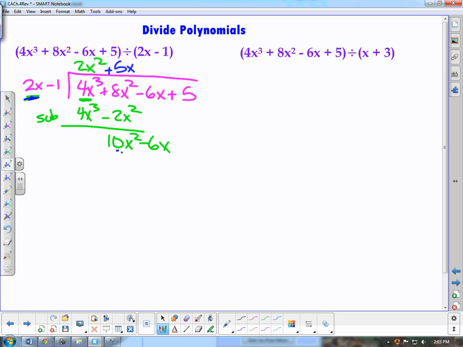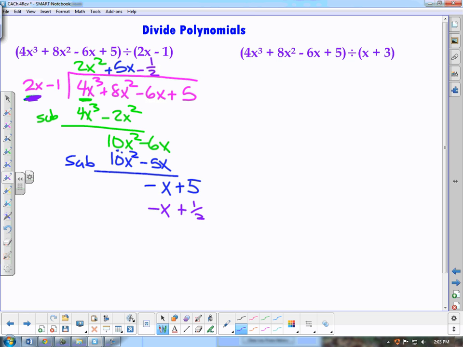Now again, we do first term into first term, and so that's going to be 5x. Multiplying 5x times the divisor would get you 10x squared minus 5x. And again, we have to subtract, and a negative 6 minus a negative 5 would be a negative 1x. And then we bring down the 5. And then finally, 2x into a negative x would be a negative 1/2. And then when you multiply, you'd get a negative x plus a half. And subtracting again, 5 minus a half would be 4.5. And so then your remainder is 4.5.